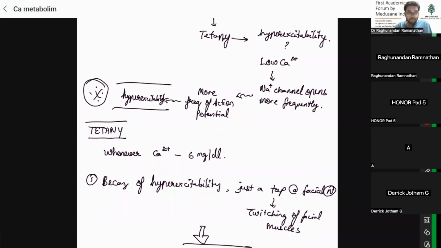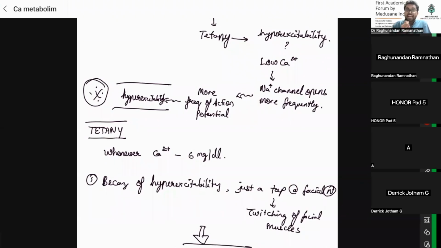What is the normal value I told? It is going to be 8.7 to 10.2 mg per deciliter. Whenever your calcium ion goes into hypocalcemia, when it is less than 6 mg per deciliter, what happens? It is going to cause tetany. What happens in tetany? Because of the hyperexcitability, when you tap the facial nerve, you know the facial nerve course, isn't it? So on the course, when you tap it, what happens?